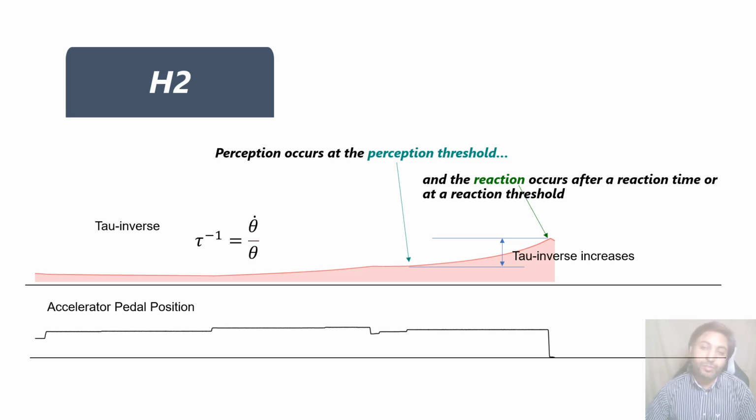In the second hypothesis, we assumed the driver had a time difference between the perception threshold and the point when the reaction occurs. This time difference was either because of a driver-specific reaction time or a driver-specific reaction threshold.